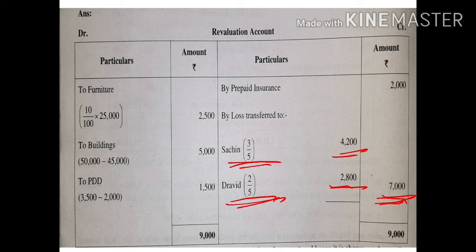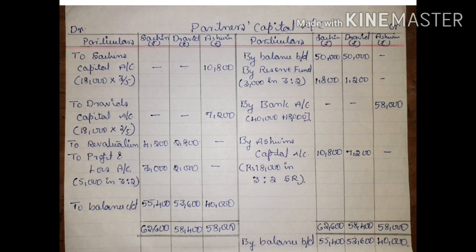So after preparing the revaluation account, next we have to prepare the partners' capital account. See the columns. Debit side: particulars, amount column Sachin, amount column Dravid, amount column Ashwin. Next, credit side: particulars, amount column Sachin, amount column Dravid, and amount column Ashwin. First we have to write down the opening balance of the partners' capital account, by balance brought down 50,000, 50,000.